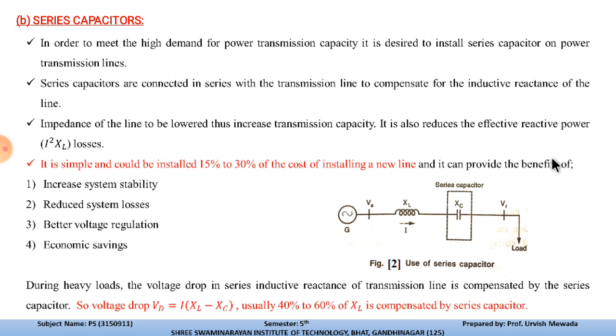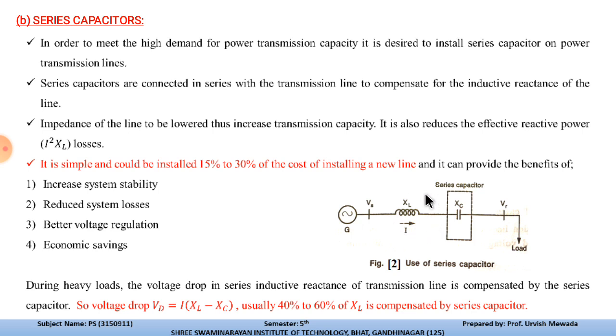So here the series capacitor means we use a number of capacitors as per requirement. The series capacitors are connected in series with the transmission line to compensate for the inductive reactance of the line. If we compensate the inductive reactance, then the losses associated with this inductor, say I square R loss, so here we are considering the reactance, so I square XL losses, are reduced.